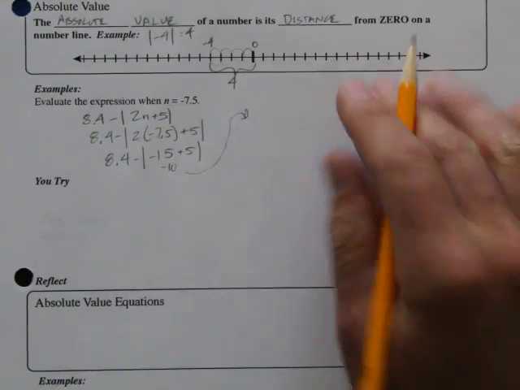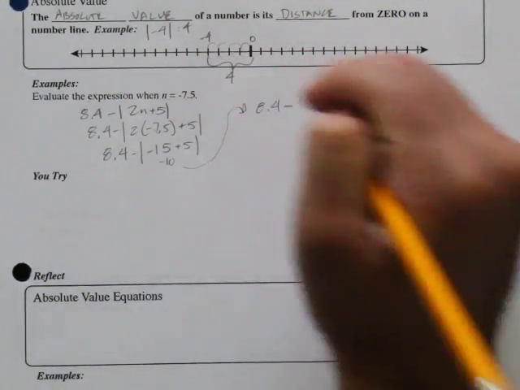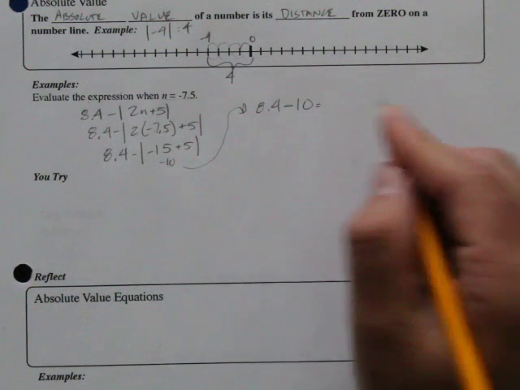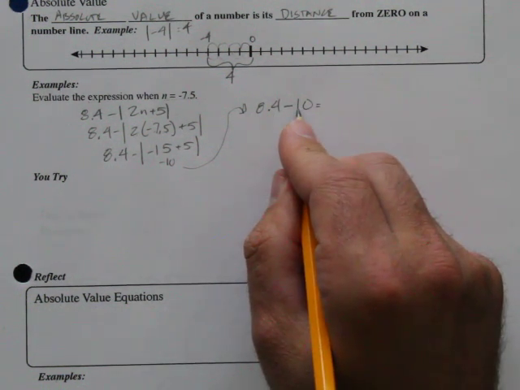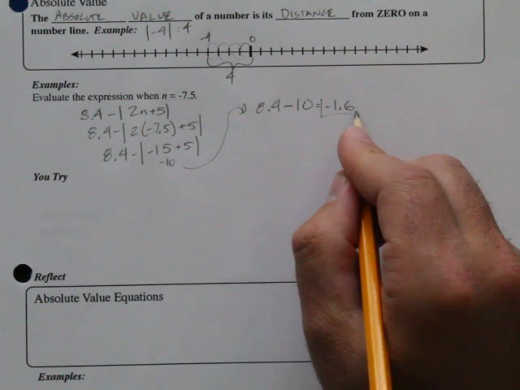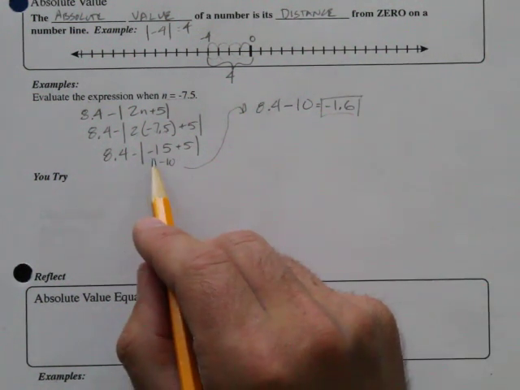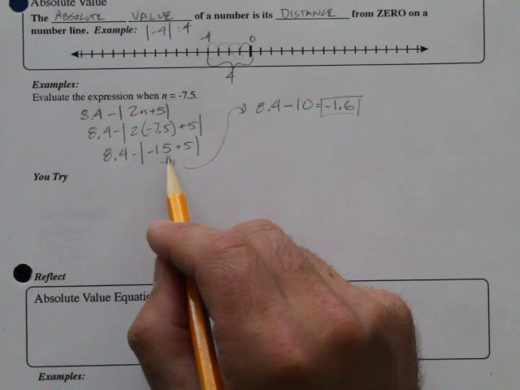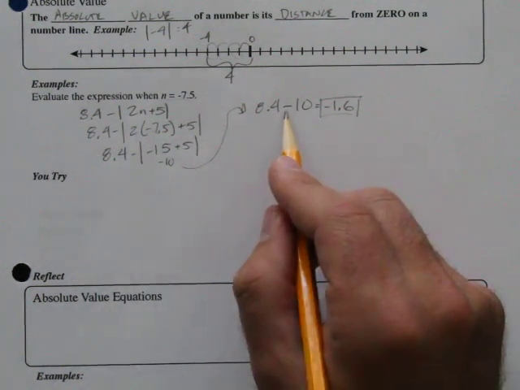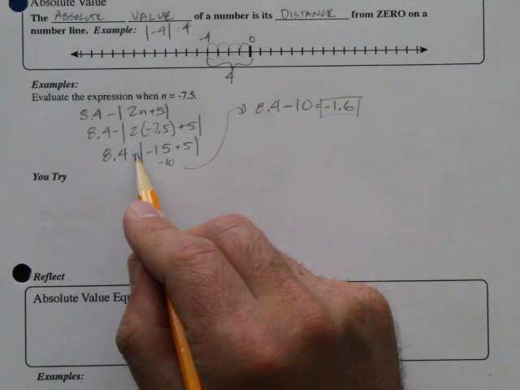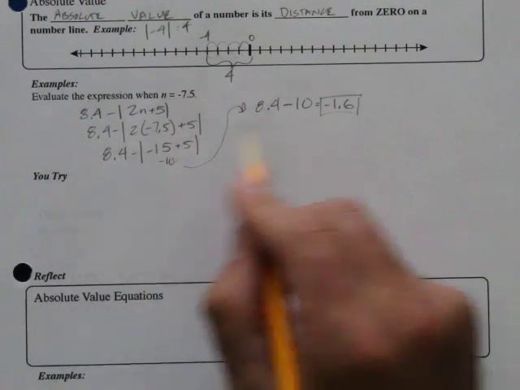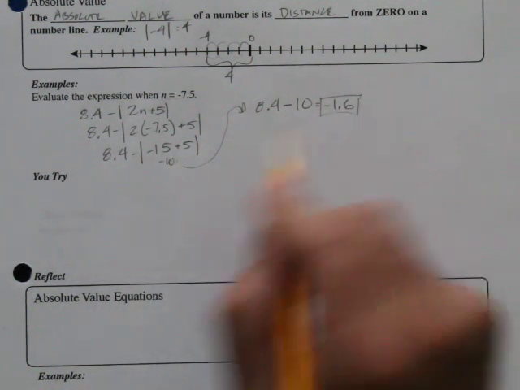I'm going to continue working over here. So I've got 8.4 minus the absolute value of -10, which is +10. And my answer then would be 8.4 minus 10, which is -1.6. Notice here that when I took the absolute value of -10 and got +10, I had this negative out here, and I kept it. Because it's not a negative and a negative, this became a positive. Absolute value of -10 is +10, so I kept the subtraction sign there, giving -1.6.